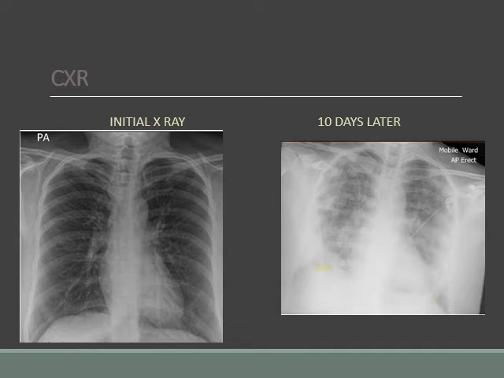Here we see two X-rays of the same patient. On the left-hand side you can see the initial X-ray, when the patient first came to the hospital. The X-ray was clear with no major abnormality. The patient went home, became unwell, and returned after 10 days, and you can see here extensive airspace shadowing, typical of COVID because it's bilateral, mainly in the bases and the lung periphery.